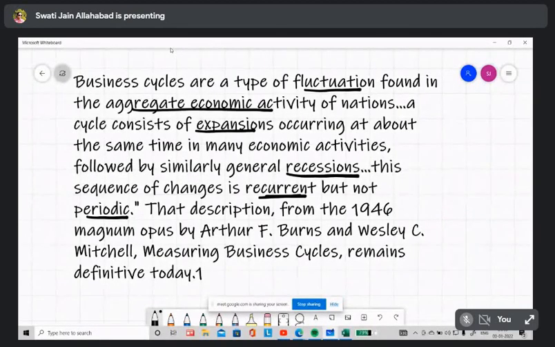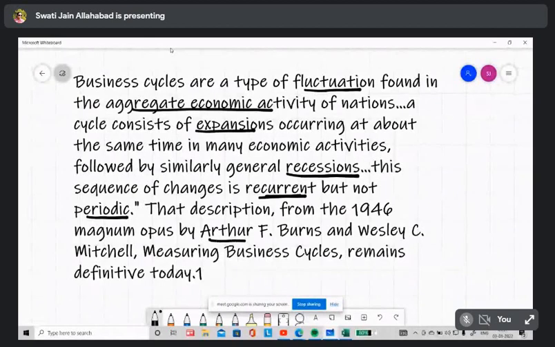Now, what it means is that economic activities keep on moving in upward and downward direction. There is a general tendency that economic activities will sometimes expand and sometimes contract. But there is no definite time period for how many quarters or months or years there will be expansion and for how many years there will be contraction.